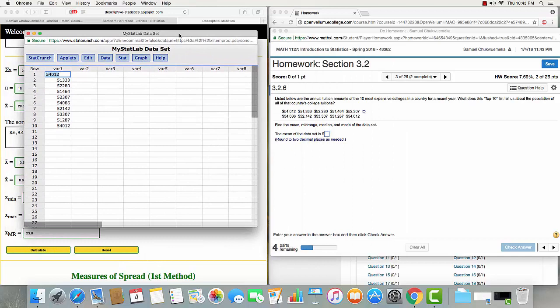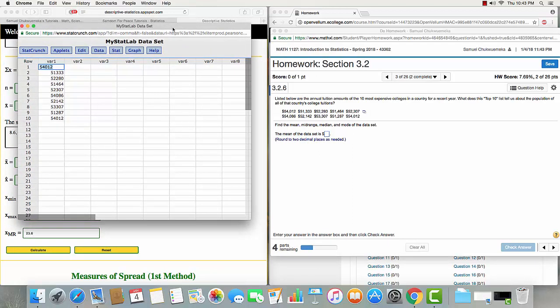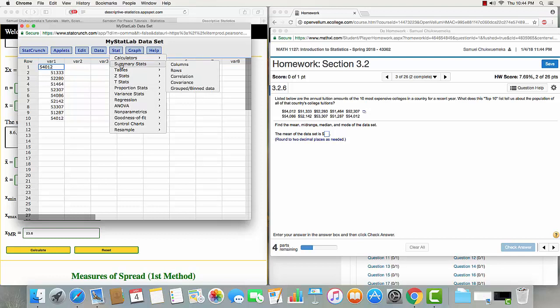And I'm going to put this right here so you can see it. We want to find mean, mid-range, median, and mode. So we will go to Stats. You go to Summary Stats. You point your mouse, Summary Stats.